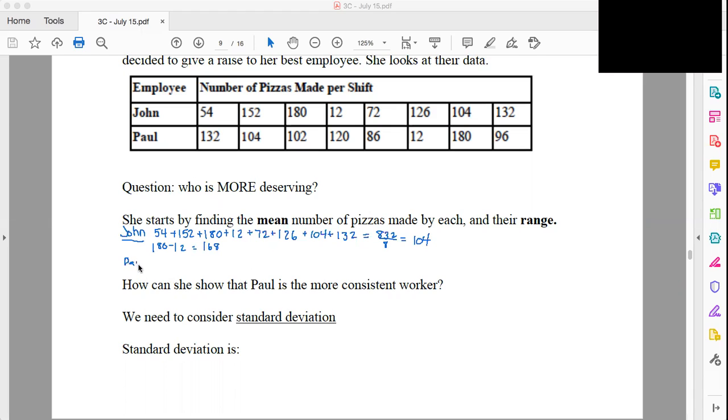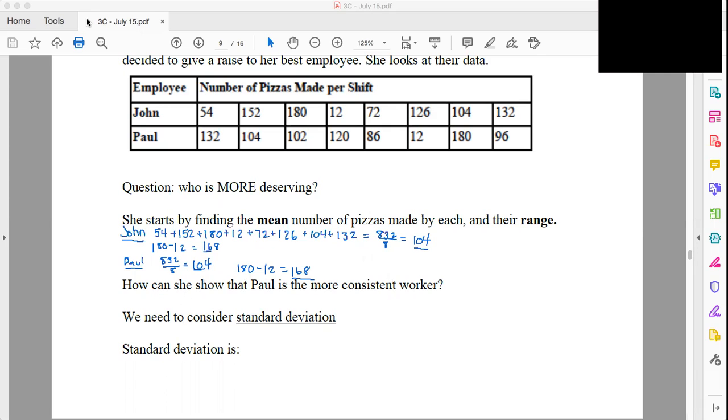And then if we look at Paul, we're going to do his mean and his range. The mean, I'm not going to write all the numbers, you're just adding them. It gives us 832 over 8, which is the exact same thing as John. So you see that their means are the same. And then our highest is 180, subtract 112 as our lowest, which is also 168. So both their mean and their range are the same. That's why we need to also consider the standard deviation.